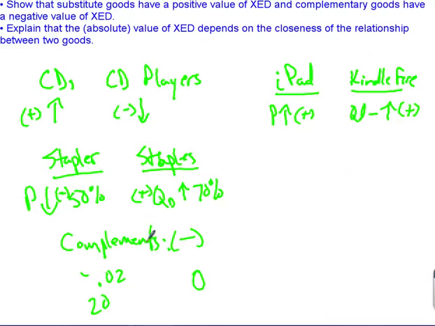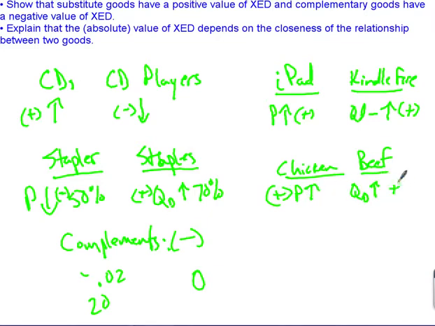All right, so take note of that. Now let's go over and do the substitutes. We did the iPad and Kindle Fire. Let's just do the chicken and beef again. All right, so if the price of chicken goes up, that's a positive. The quantity demanded of beef we would expect to go up, because as chicken gets more expensive, we want to buy more beef. And so what do you notice about the signs here? All right, so substitutes are always going to have a positive value.